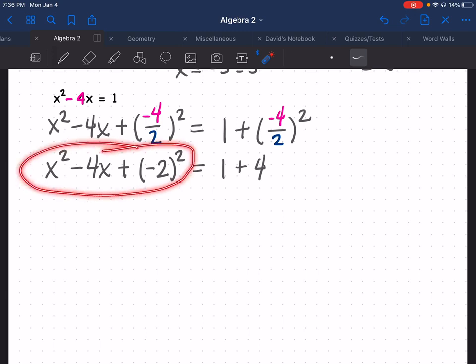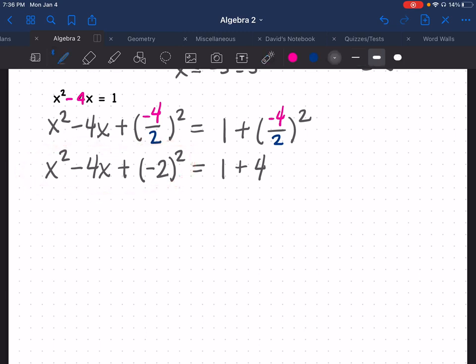This side is now factorable. It is a perfect square, so we could go straight to it: it is x, and then it's this number right inside here. It's my b divided by 2, which is -2, and I keep the square outside. 1 plus 4 is 5.